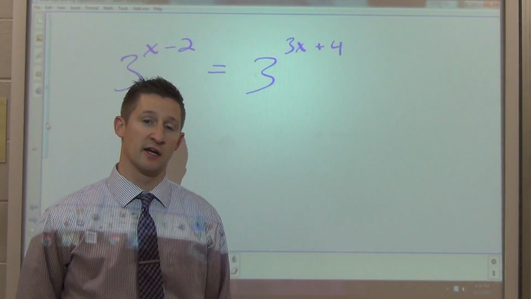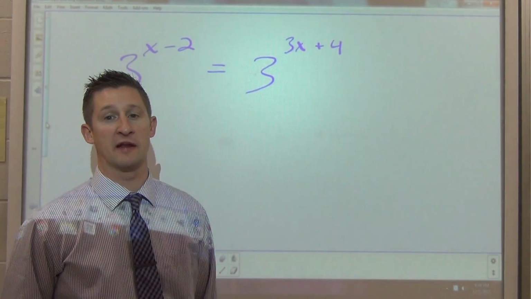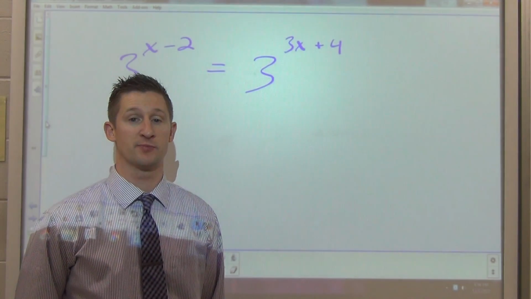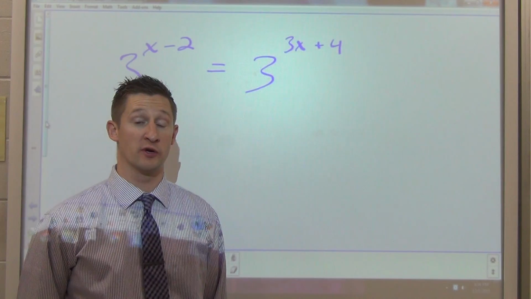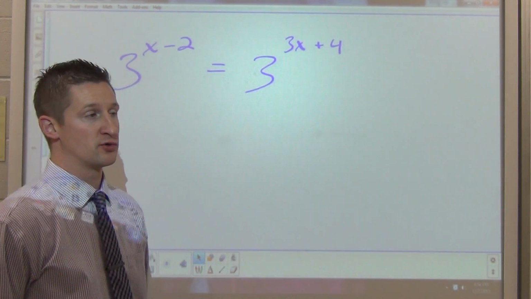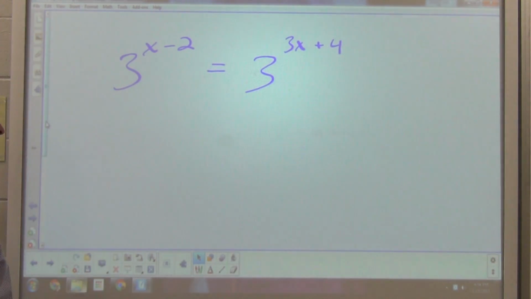Now we're going to set our sights on solving some equations. The first kind of equation we're going to solve is an exponential equation, which means x is in the exponent. And these first couple, x is going to be in the exponent on both sides of our equation. The trick to doing this is hopefully pretty simple at first.